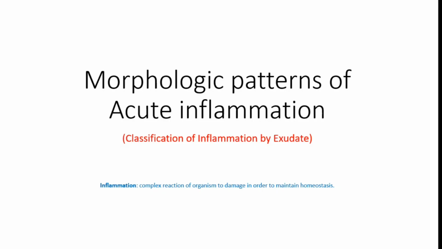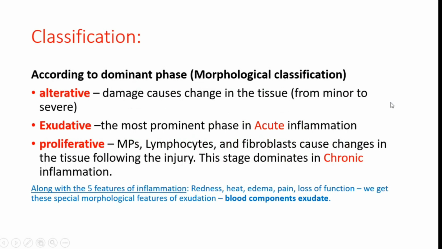This topic is about morphologic patterns of acute inflammation, which is one of your final exam questions. An easier way to put it is basically classification of inflammation by exudate, which is the dominant phase of acute inflammation. This will make you understand how to go about it in the question. So let's go.